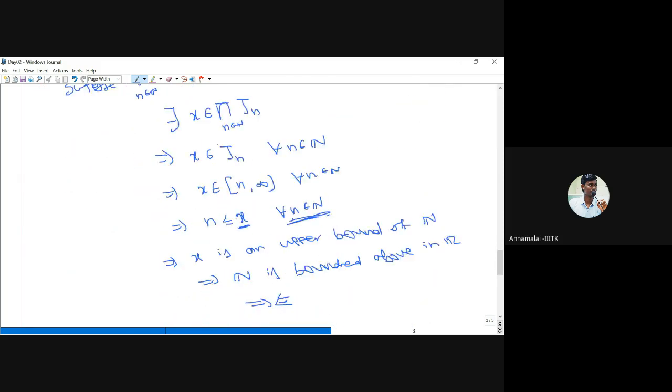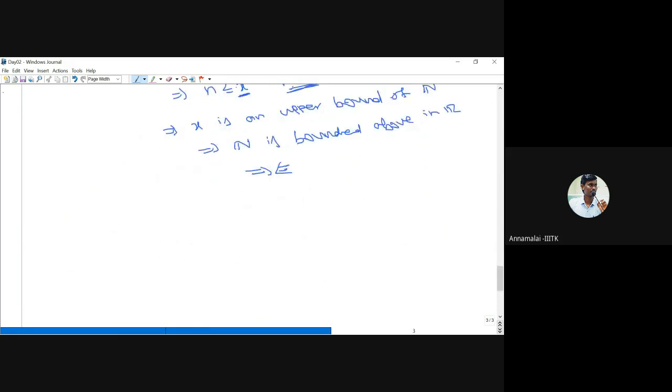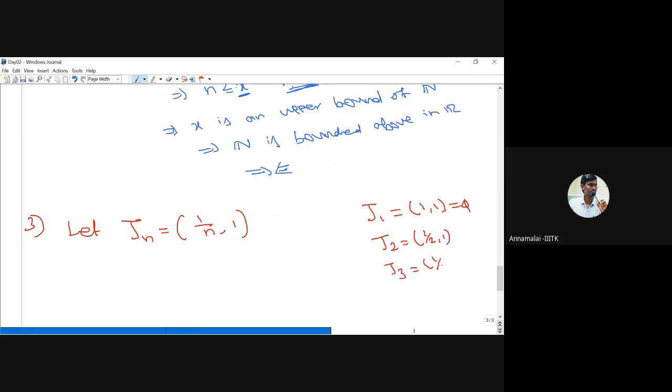So now we take another example. These are all applications of the Archimedean property. Now the third example: let Jn equal the open interval (1 by n, 1). So what is J1? J1 is just the open interval (1, 1). It's nothing but the empty set, because there is no element here. Now J2 is the interval (1 by 2, 1). What is J3? (1 by 3, 1).